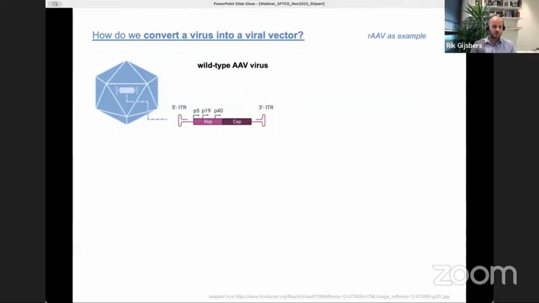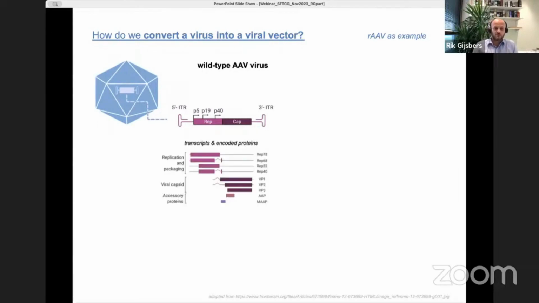So first of all, it's very important, as depicted here in the cartoon, an AAV virus is carrying a protein coat on the outside and a single-stranded DNA on the inside. And before we can convert a virus into a vector, we have to fully understand the genetic makeup of these viruses and the function of the different genetic fragments and proteins that constitute this virus.